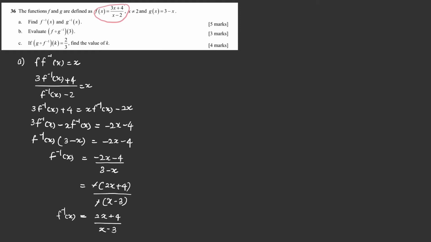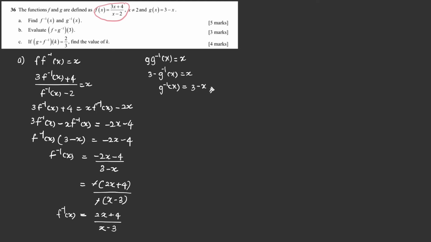Now cari g inverse. So g of g inverse of x equals to x. 3 minus g inverse of x equals to x. And once you rearrange, you will get the answer. G inverse is equals to 3 minus x. Settled. Alright. Okay, so now we move to question B. Dia suruh kita cari f composite dengan g inverse of 3.